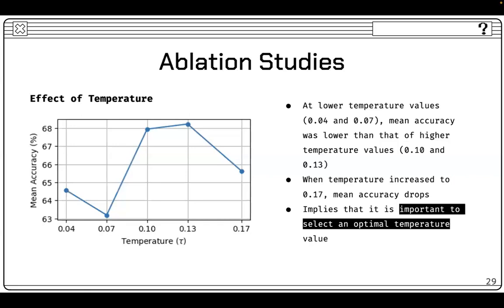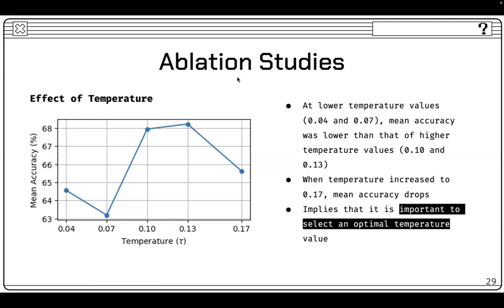So I also performed some ablation studies to study the effect of temperature. With this graph in this slide, you can see lower temperature values of 0.04 and 0.07 gave a mean accuracy lower than that of the higher temperature values of 0.1 and 0.13. And when the temperature further increases to 0.17, the mean accuracy drops. So what this implies is that it's important for us to select an optimal temperature value in order to obtain the best transferable model that we can obtain.